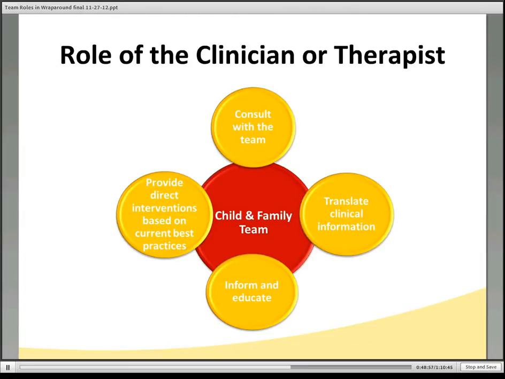And I think in the beginning, it's really important that any assessments or data that's been collected as part of clinical intakes or whatever be brought into the team and shared, and used to consult with the team. They would also, of course, provide direct interventions based on hopefully current best practices or evidence-based practices, consistent with team decisions as outlined in the plan of care.